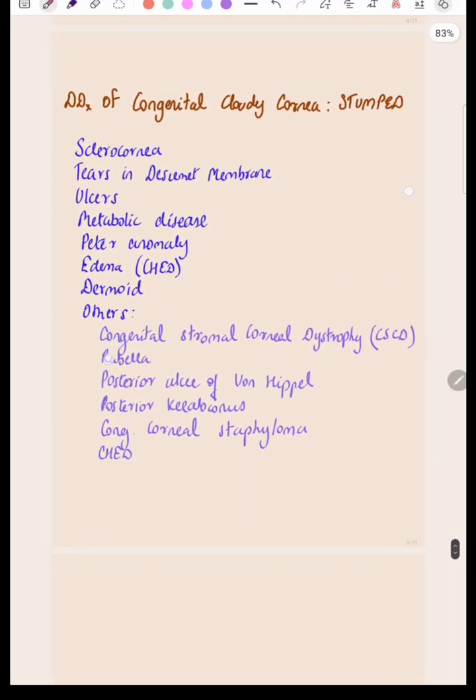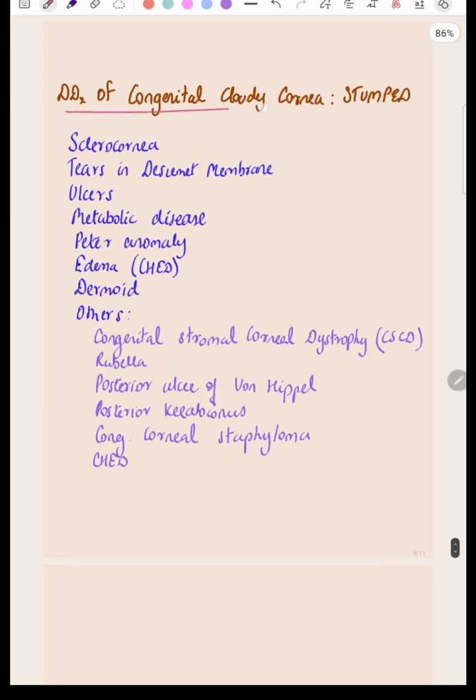Now these are the differential diagnoses of congenital cloudy cornea. They can be remembered by the mnemonic STUMPED. S for sclerocornea, T for tears in Descemet's membrane, like in birth trauma, U for ulcers, M for metabolic disease, P for Peters anomaly, E for edema, which can be due to congenital hereditary endothelial dystrophy, and D for dermoid. Others include congenital stromal corneal dystrophy, rubella, posterior ulcer of von Hippel, posterior keratoconus and congenital corneal staphyloma.